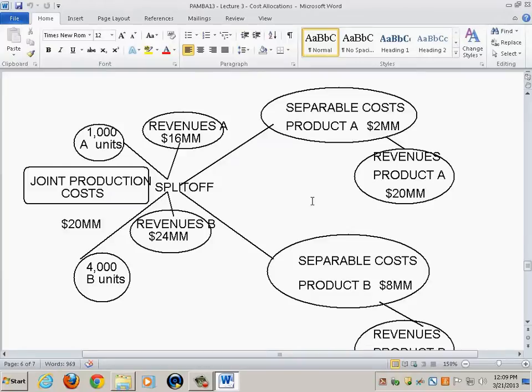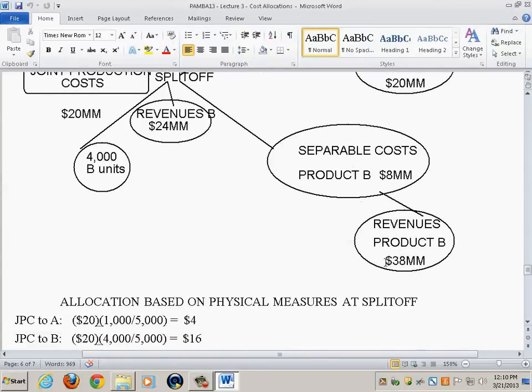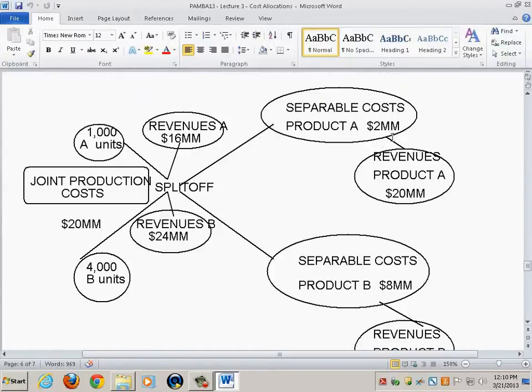Well, the net realizable value is defined as the revenues that will generate minus the added separable costs. So for A, the net realizable value will be the estimated 20 million generated in revenues minus the 2 million extra separable costs. So the net realizable value for A will be 20 minus 2 or 18 million. The net realizable value for B will be 38 million revenues minus 8 million extra separable costs. 38 minus 8 is 30. Total net realizable value for A and B is 30 plus 18, or 48.